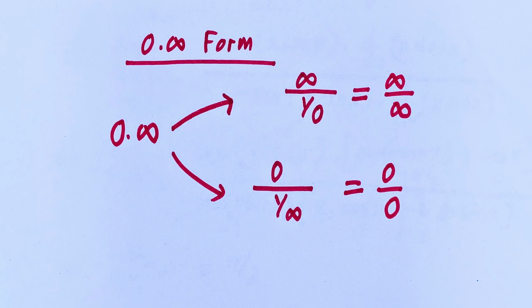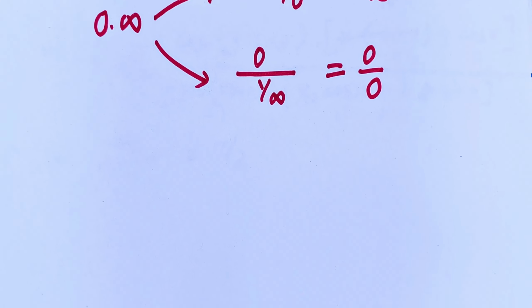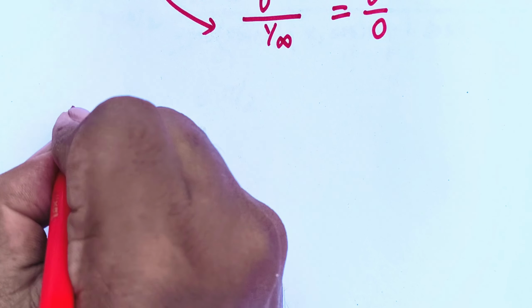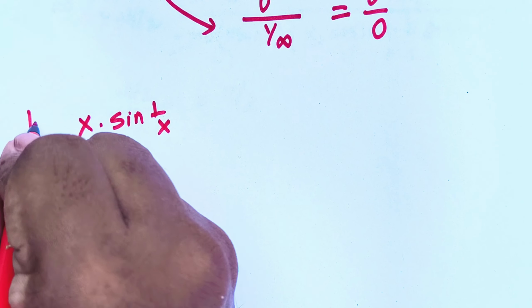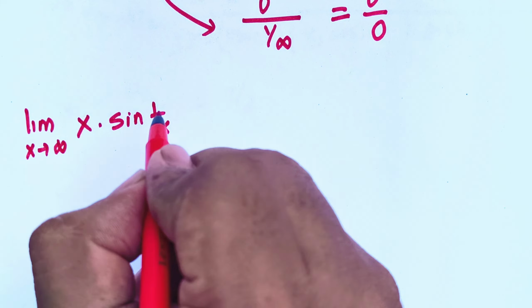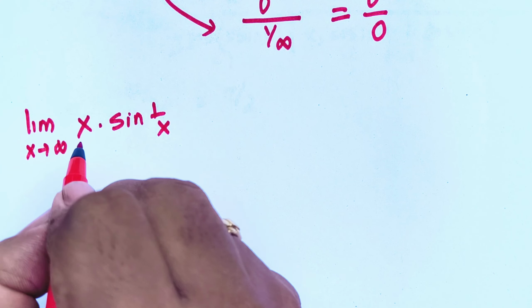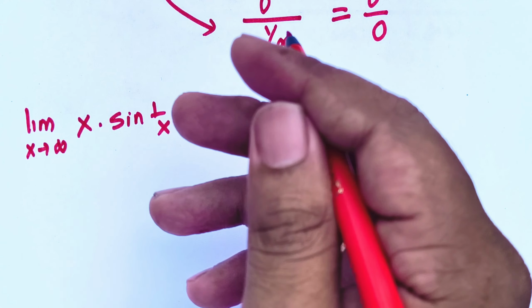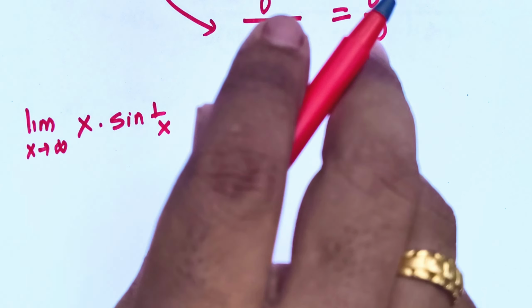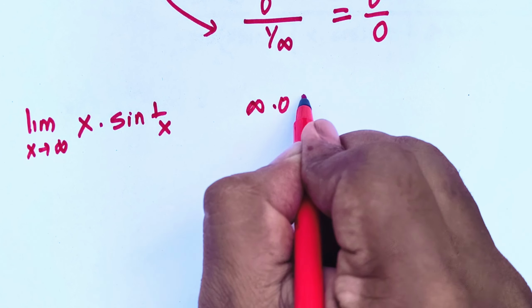Now your limits are in the required form for L'Hopital's rule. Let's solve some questions and see how to apply this. First we have the limit as x goes to infinity of x times sine 1 over x. When you substitute x as infinity, x goes to infinity, and 1 over x goes to 0, and sine of that quantity will go to 0. So you have infinity times 0 form.